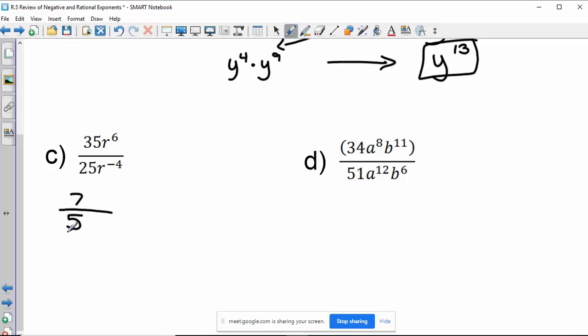My r's, and I should mention, how do I know if the r goes on the numerator or the denominator? Right, whichever exponent is bigger. So what's bigger, 6 or -4? 6, and the 6 is on top, so it's going to stay on top. So then these are dividing, you subtract your exponents. 6 minus -4 gives you 10. So 7r to the 10th over 5.